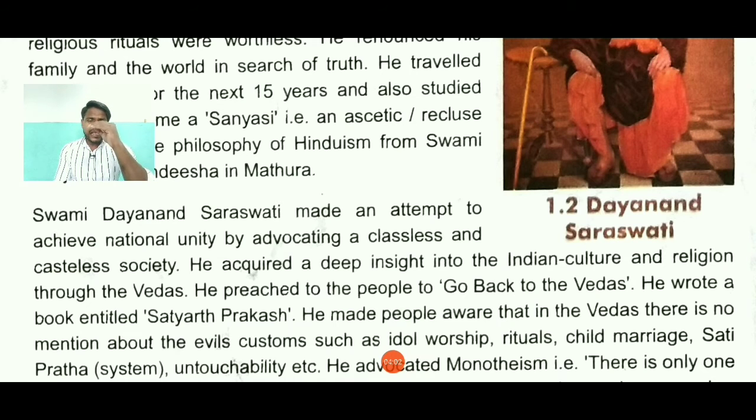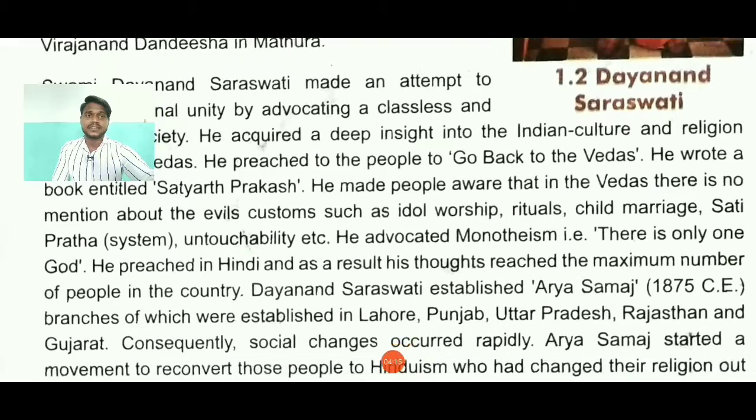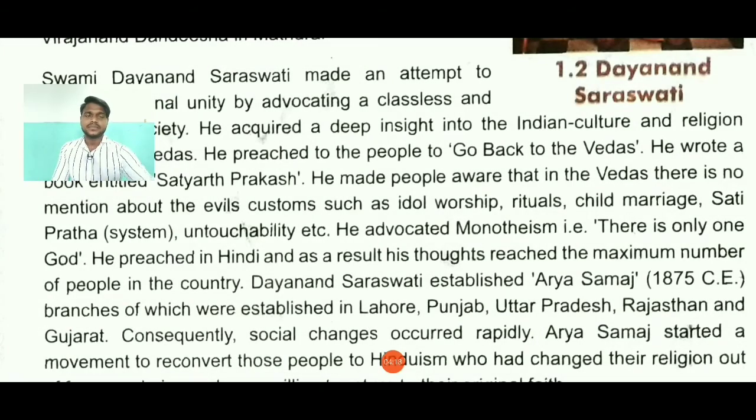So we can easily say that this kind of systematic thinking was given by Swami Dayananda Saraswati, and these kinds of changes were also introduced by him. Later he advocated monotheism, one religion, that is, only one God is there. He preached in Hindi, that religion can be many, but thinking about God must be one, that is, सबका मालिक एक. And that's how he was thinking on this kind of systematic theory.